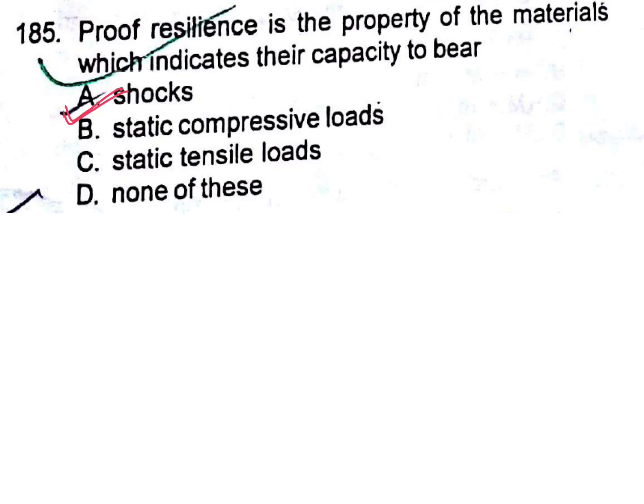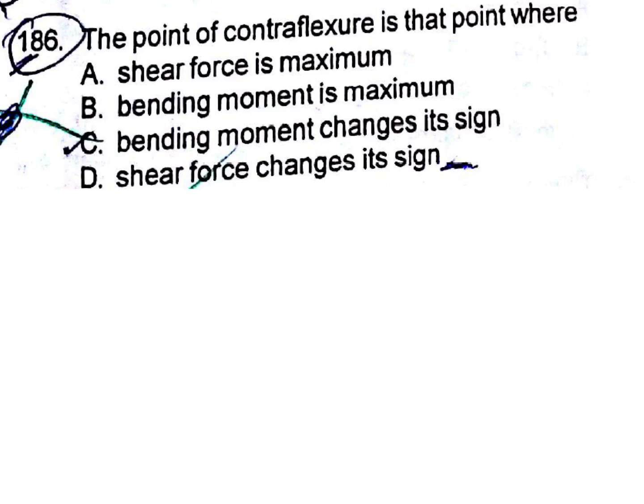Point of contraflexure is that point, already explained in the ISRO paper and the objective mechanical paper. The same question is repeating. At the point of contraflexure, the bending moment changes sign. There is zero bending moment and the beam changes curvature. All are important.